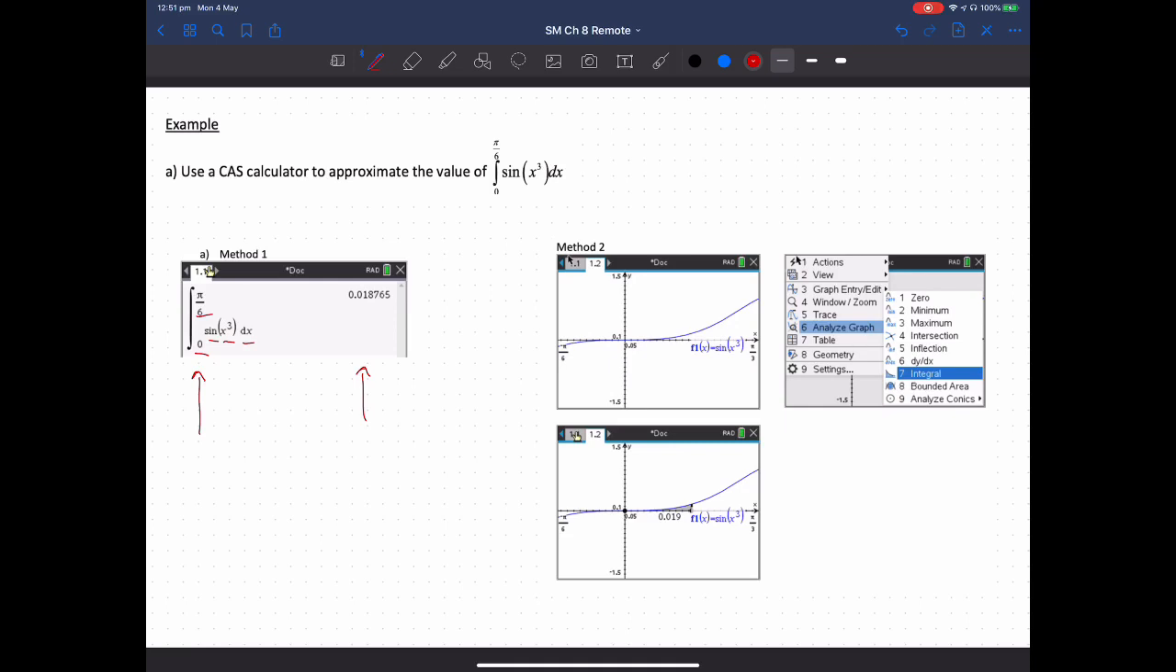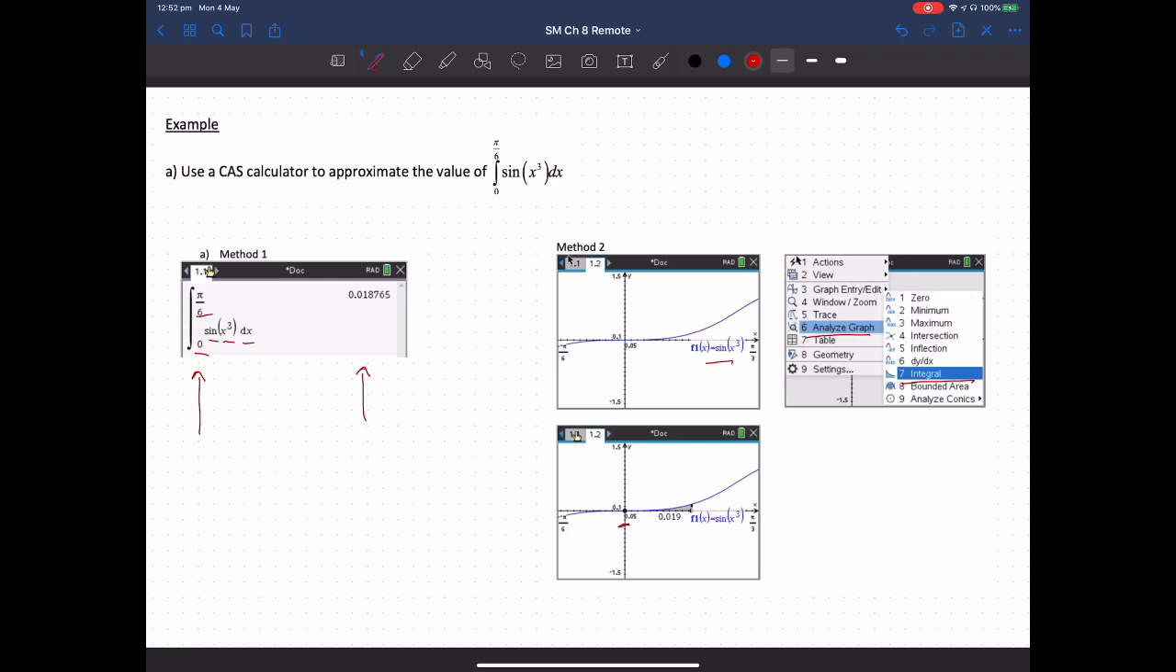Another way of doing this, which is what I've called method 2, is to enter in the function into our graph and plot the graph of sine of x cubed. Next step, we would go to the menu and select Analyze Graph and then Integral. It will bring up lower bounds. The lower bound was 0, so we would type in 0.